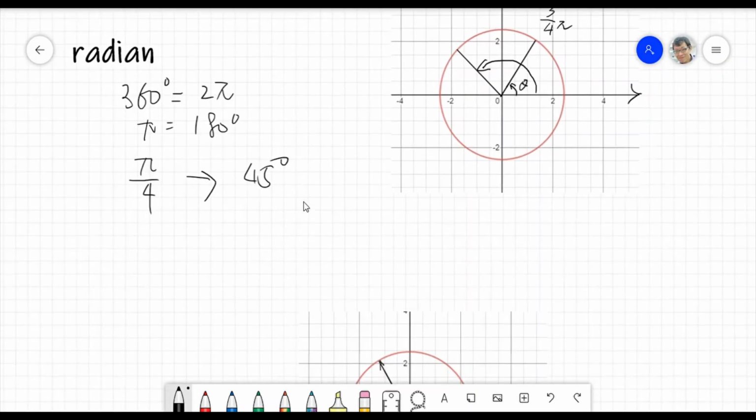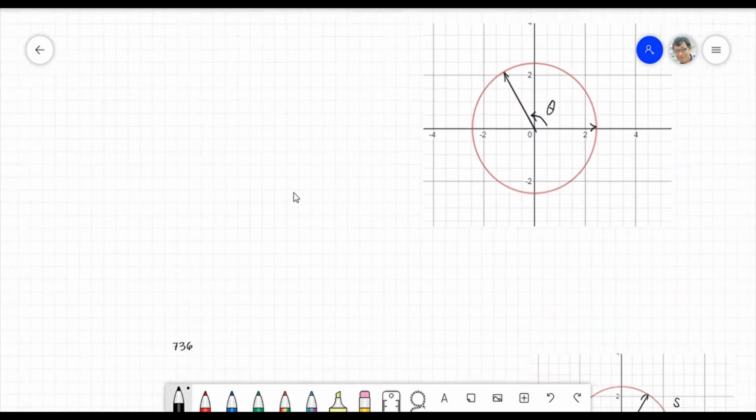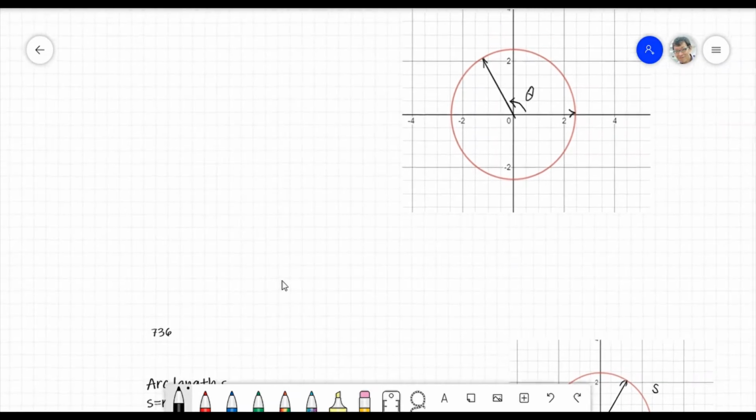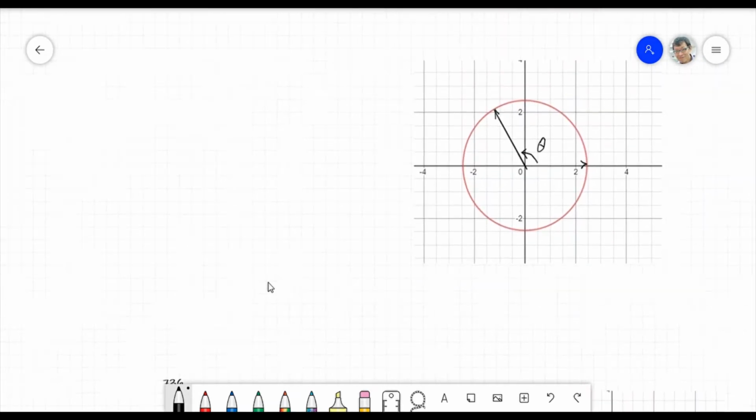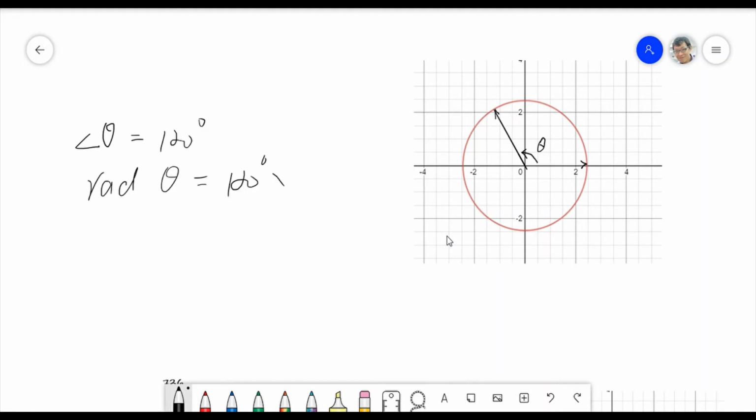Okay, let's see another concept. This can be a little example about that. For this angle theta, this angle equals 120 degrees. So what's the radian? The radian of theta equals what? 120. How to transform? Multiply by pi over 180, right? So it equals 2 over 3 pi. Just that easy.